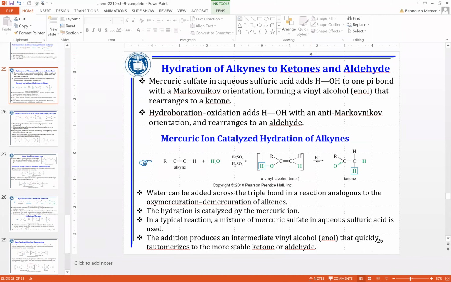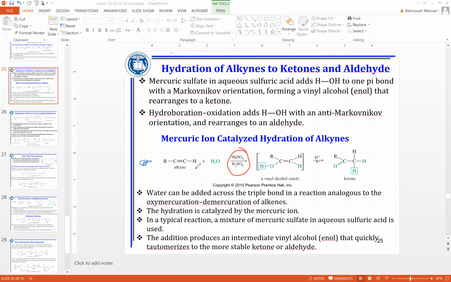So if you add the H with the Markovnikov addition, how do we know it's Markovnikov addition? You look at the reagent that is used: mercury sulfate, mercury 2 sulfate. Remember mercury 2 acetate, oxymercuration, demercuration. You had mercury with Markovnikov, so mercury would always go with Markovnikov. When you have peroxide, it would go with anti-Markovnikov. That makes it easier for you to remember. So when you have mercury sulfate as a catalyst, this addition is going to be Markovnikov addition.